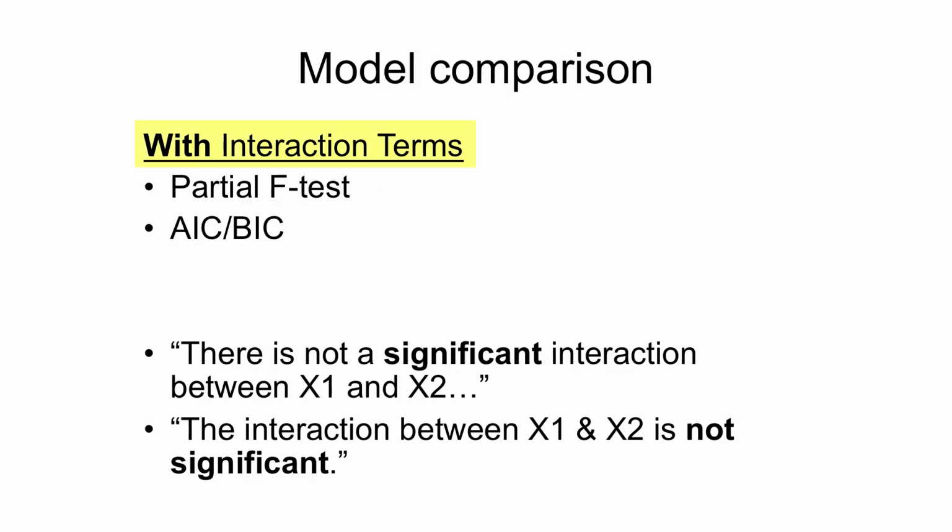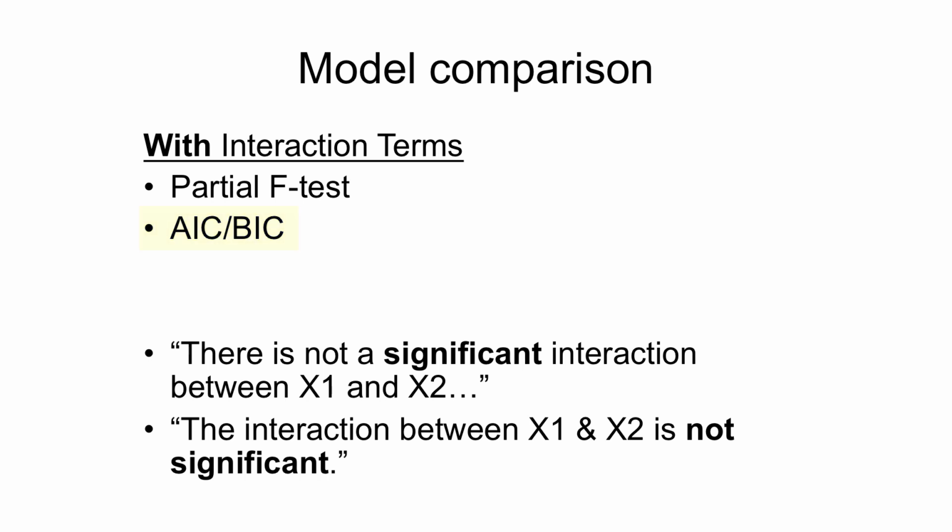Now we'll turn to model comparisons with interaction terms. To compare a model with an interaction term to a model without an interaction term with linear regression, you can use the partial F-test, since the model without the interaction term is nested within the model with an interaction term. You would use the likelihood ratio test with logistic regression. You can also use the AIC or BIC.